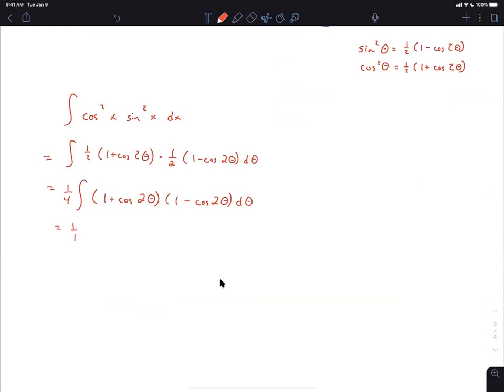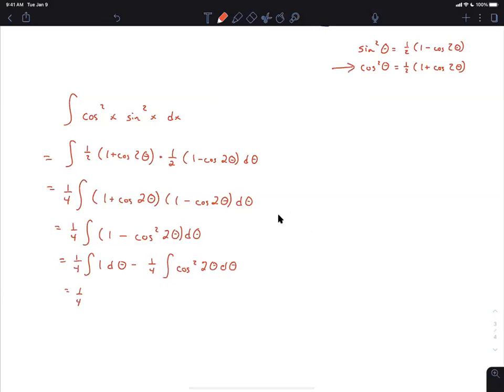So then, all right, we've got 1/4 integral, and this ends up being 1 minus cosine squared of 2 theta d theta, because if you distribute, you get 1 times 1 is 1, obviously, and then 1 times negative cosine 2 theta is negative cosine 2 theta, and then cosine 2 theta times 1 is positive, so those cancel, and then you get minus cosine squared. And now you split this into two integrals. And now this is an even power of cosine again. So we use this half angle formula again.